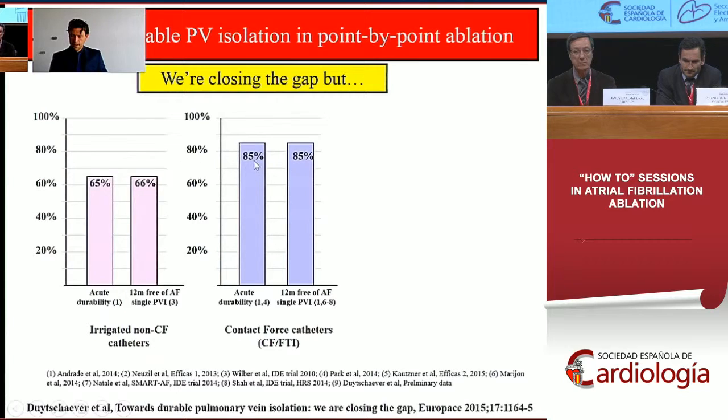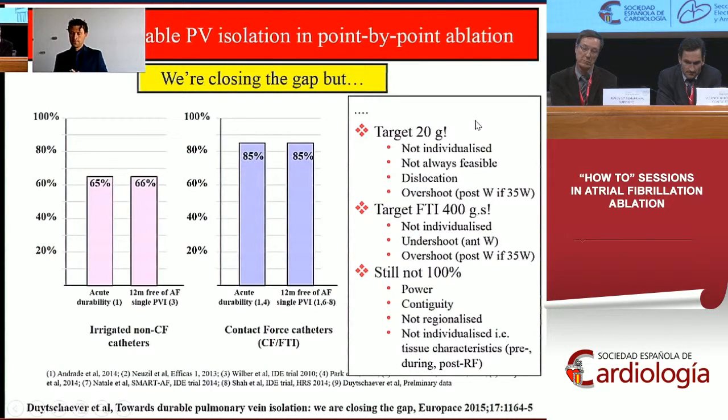The result is that compared to irrigated non-contact force technology, contact force technology not only increases the durability, but again is paralleled by a higher freedom of atrial fibrillation. I still believe we need more randomized controlled trials to prove this, but it's a good indicator. Now, this result alone is not enough because there are many caveats in using the contact force catheter as such and their target values. For example, if you read papers, some people suggest it should be a 20-gram target.